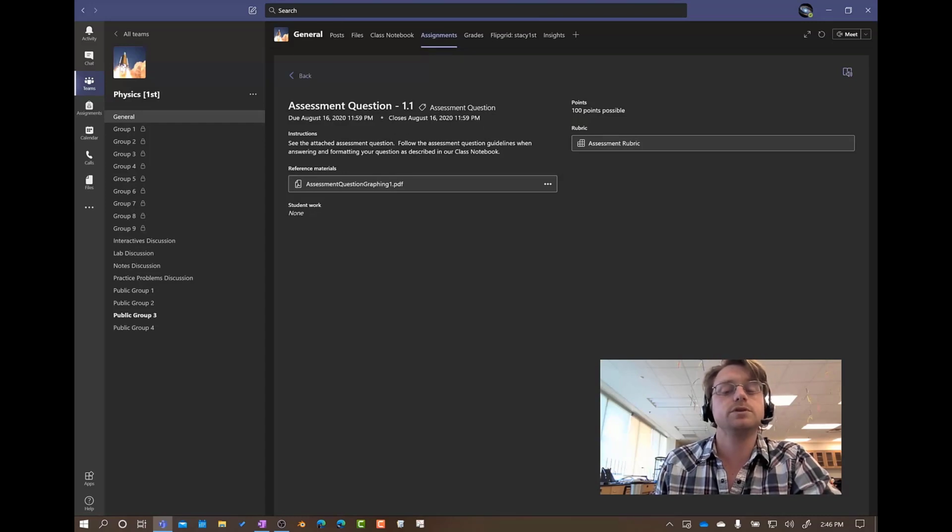So that means that you won't be able to submit your work after that deadline. It's a hard deadline. Those are the rules for our assessment questions and lab reports. If you miss the deadline, you have to request a reassessment or a lab revision. Total number of points are here.